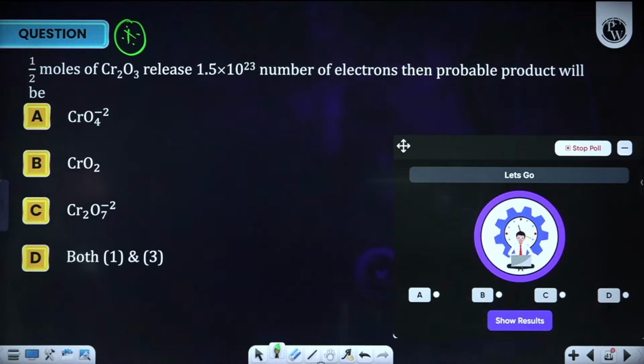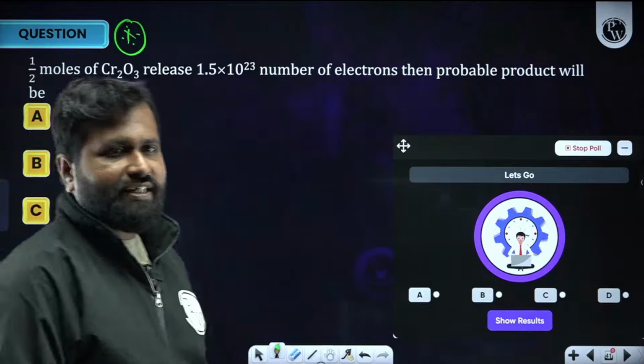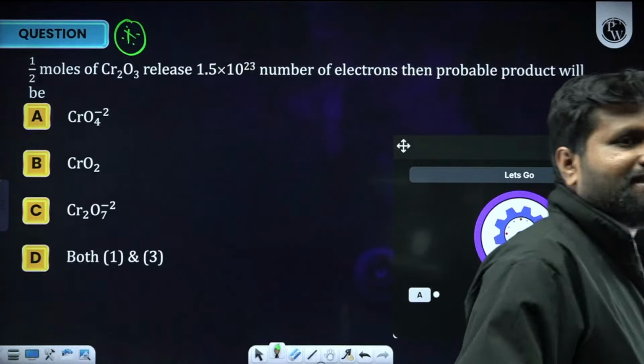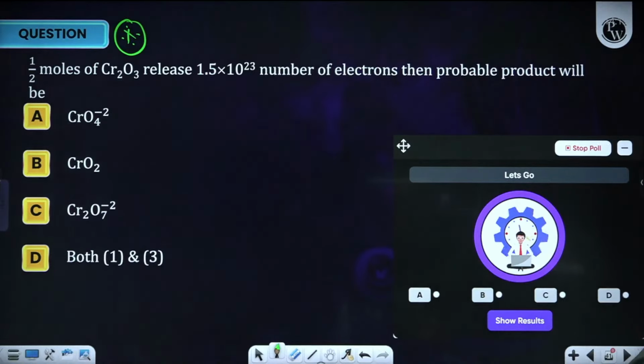Sure, everybody. Option D is the answer. How is option D the answer? Tell me, can anybody give the reason? Why is option D the answer?